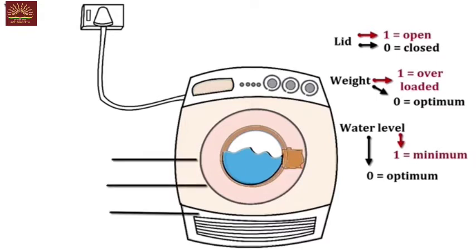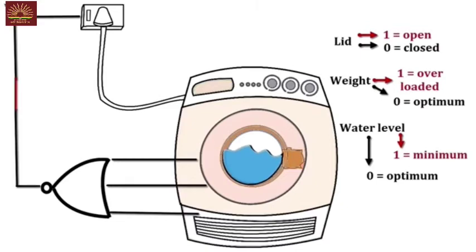These outputs go to a NOR gate which is connected to the main circuit. During normal operation of the washing machine, all sensors produce a low output. The output of the NOR gate is 1 and the path is connected to the main switch. However, during erroneous conditions, a low NOR gate output disconnects the washing machine from the main switch.